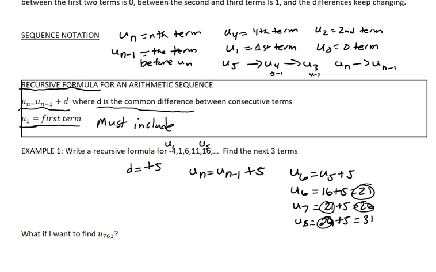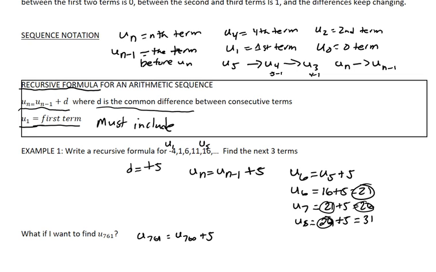But now that's all well and good, but what if I want to find u sub 761? Well, I do know that u sub 761 in this particular case would equal u sub 760 plus 5. But I don't know u sub 760, so I'd have to find u sub 759, but then I'd have to find u sub 758, and I could keep going, and that would be a lot of work. So we're going to have a way where we can bypass that and make it a lot easier.